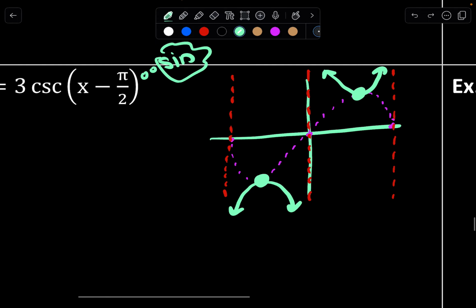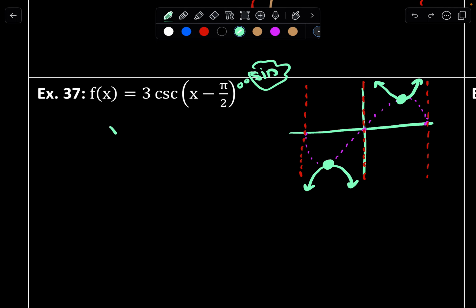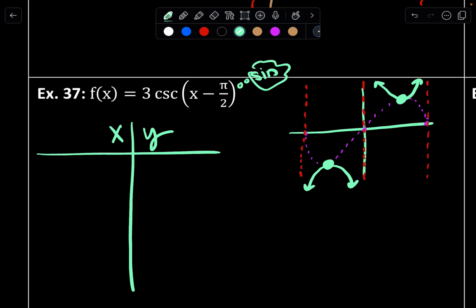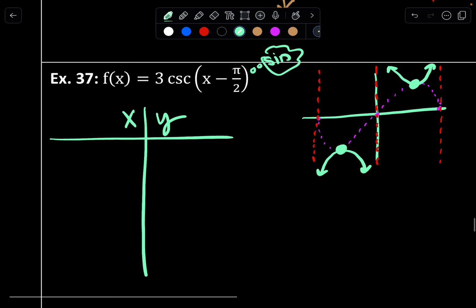Okay, so now from here I can extract the key points for cosecant. And again, I like using asymptote to asymptote. Cosecant doesn't really break up because we're using the sine curve, but for secant, that's going to be a little bit different, but we'll talk about that once we get there.